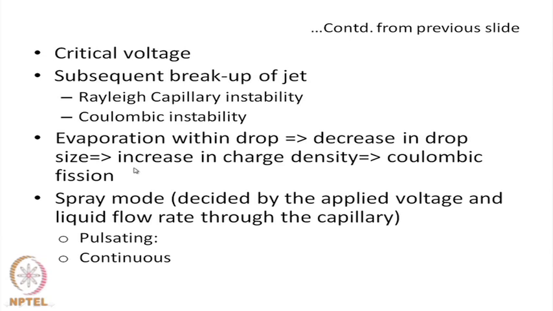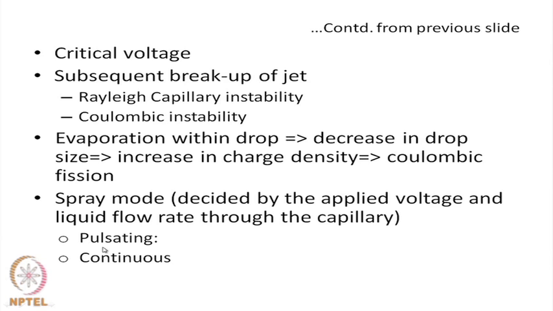Now, when it comes to the spray mode, there are two ways it can be. Two distinct features can be observed here. One is called a pulsating mode, another is continuous mode. This is decided by the applied voltage and liquid flow rate through the capillary. So, these are primarily the two variables that control the spray mode.